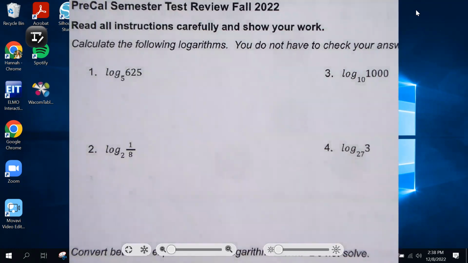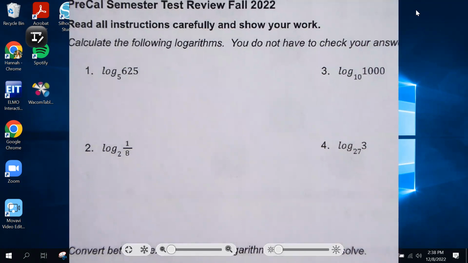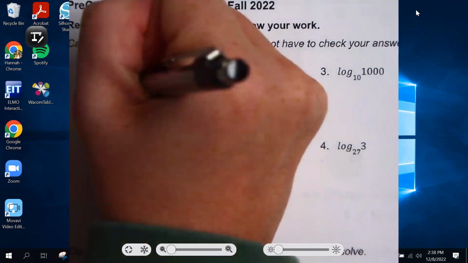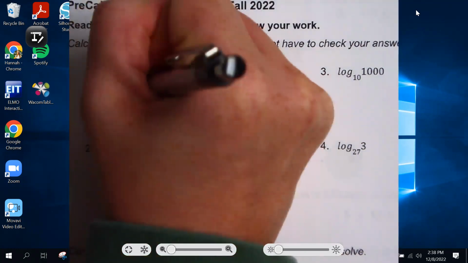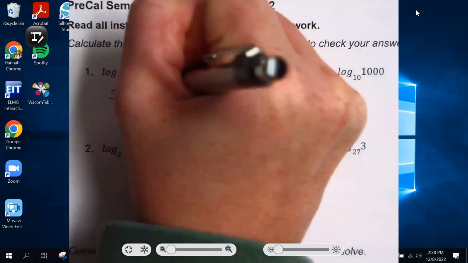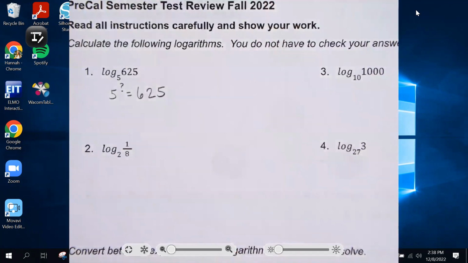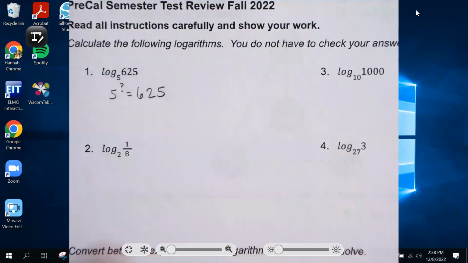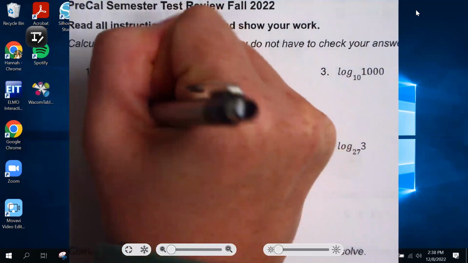The first four, all you're doing is calculating the logarithms. So these logarithms are just asking you a question. Number one is asking 5 to what power equals 625. So you can do that in your calculator, figure out what number that needs to be. It is 4.